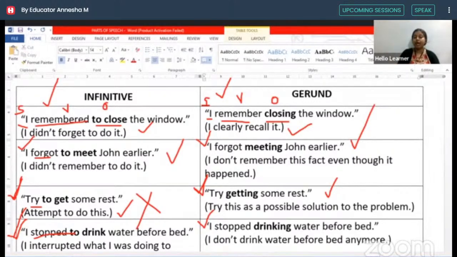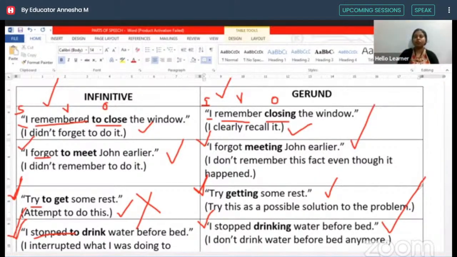Second जो sentence है, I stopped drinking water before bed, बहुत simple meaning है. मैंने सोने से पहले पानी पीना बंद कर दिया है. So this is the difference. You can see कितना अलग है meaning, दोनों का कितना अलग है. Infinitive में meaning बिल्कुल अलग है, gerund में meaning बिल्कुल अलग है.